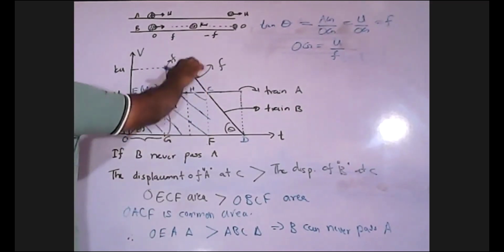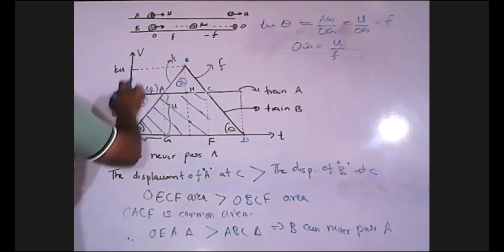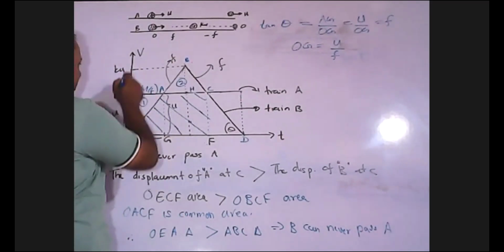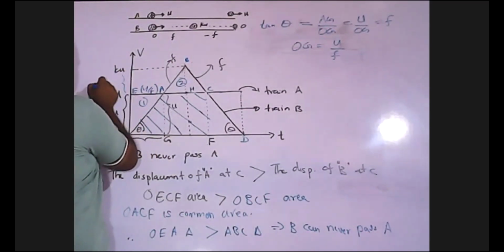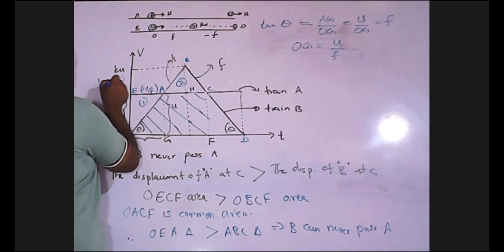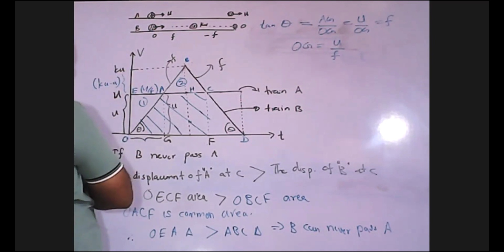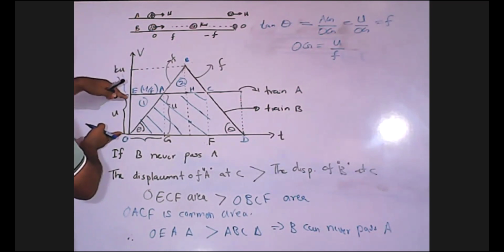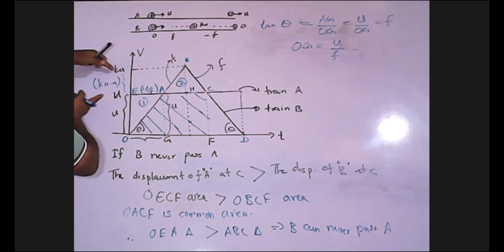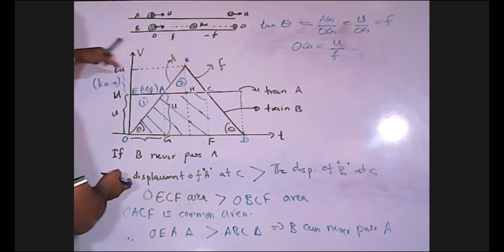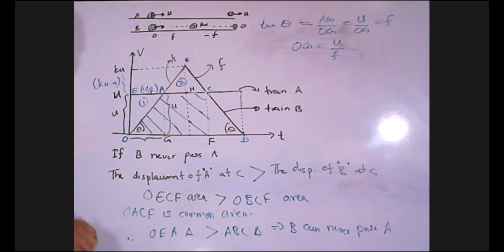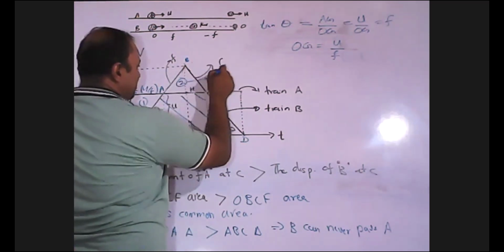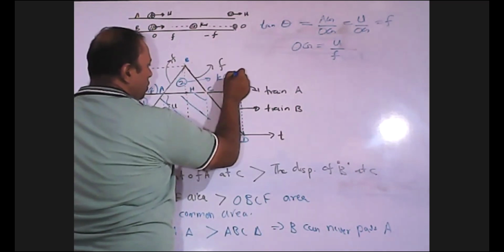BH length means KU minus U, no? This side is KU, this side is U. Therefore, this height BH is KU minus U. KU minus U means K times U minus 1.